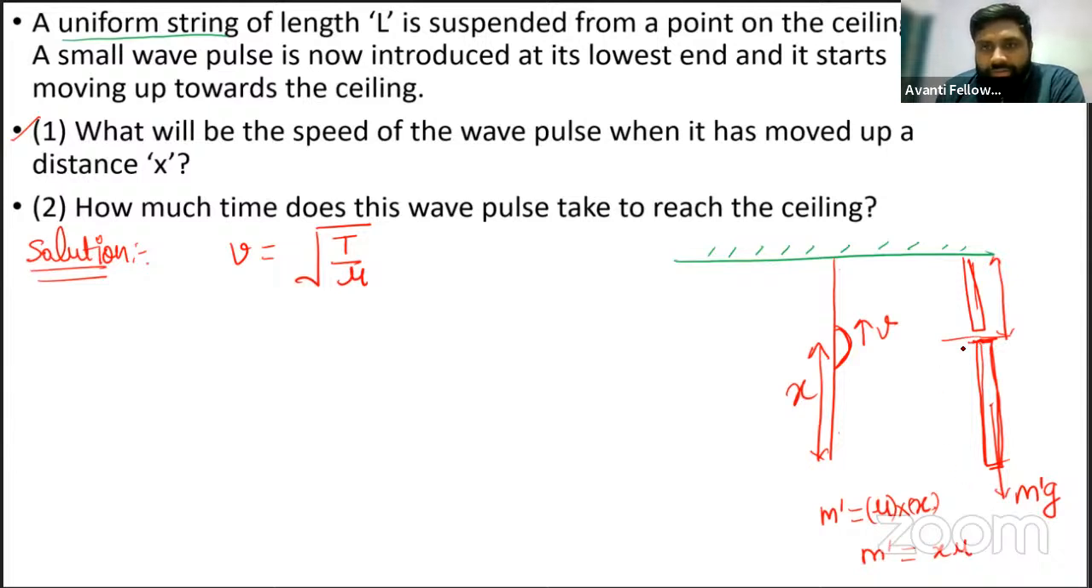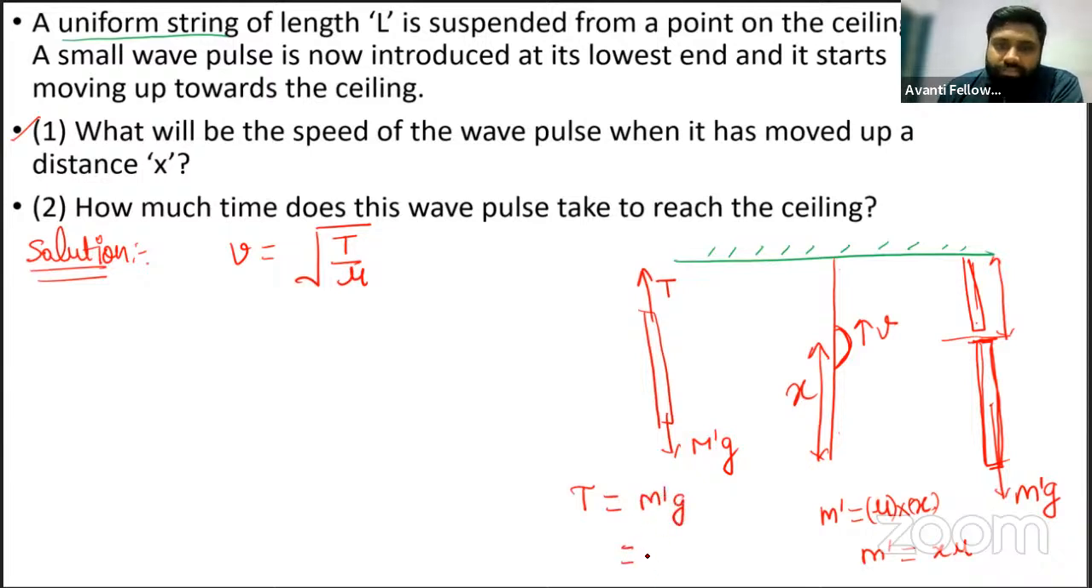Now, this portion has a mass m dash g acting downward. Due to this portion, tension will be developed in the upper portion because it is stretching it down. In counter to it, this rope will apply a tension to this part. So there will be a development of tension. So we can say that tension here is equal to m dash into g, which is nothing but mu x into g.